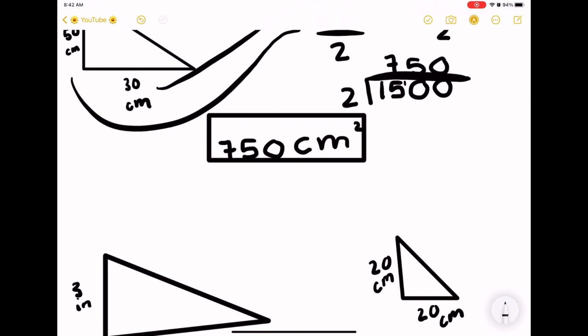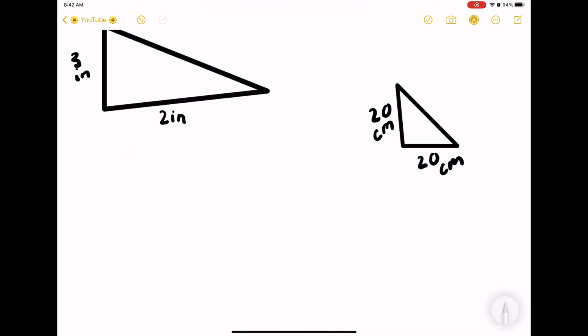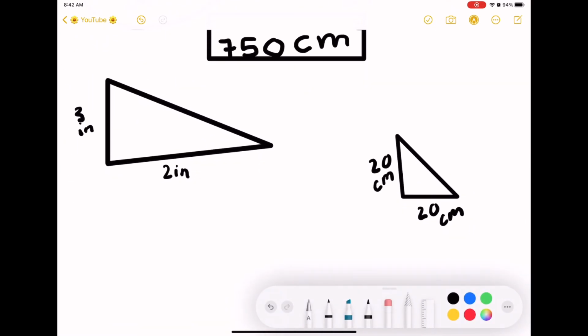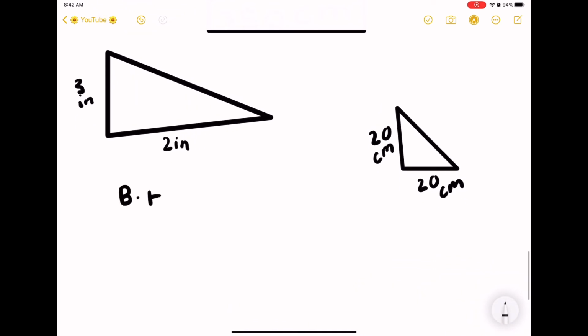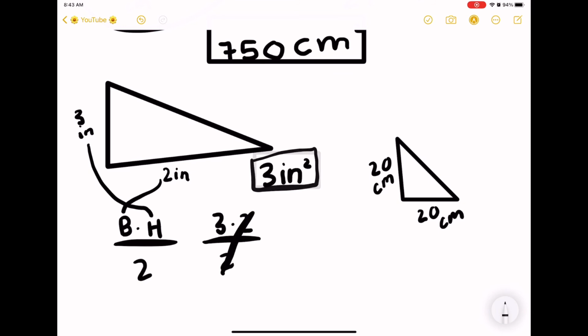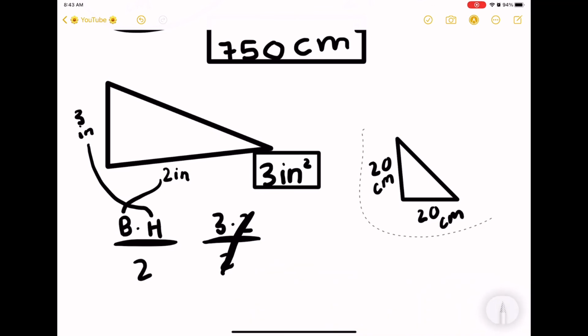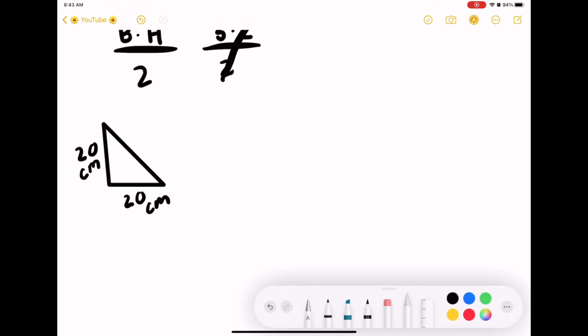Now for the second one, which is 3 inches by 2 inches, well, we can actually solve this one in our heads, but just in case, we have base times height divided by 2. We plug everything in, we'll get 3 times 2 over 2. The 2's cancel out, and we'll get 3 inches squared. I purposely threw this one in there because it's really easy to solve if you use that specific trick.